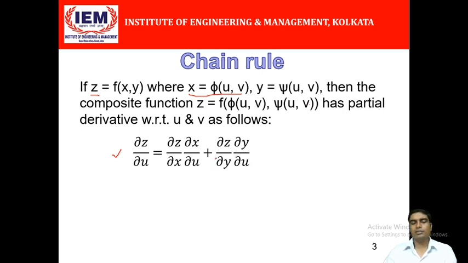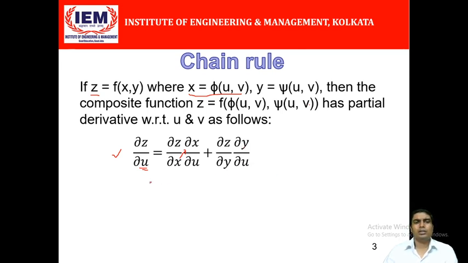Okay, so this is basically the chain rule because it is one by one. First z is a function of x, so the partial derivative of z with respect to x, then the partial derivative of x with respect to u, that we are finding. Then z is also a function of y, and that also involves u, so multiplication of del y del u, and so on.